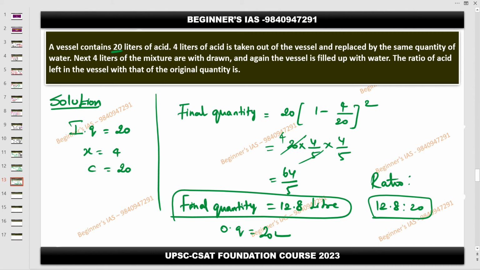Then you can cancel by using some table. Then you can get the simplified answer also. If anybody is doing it now, you can do. Okay.